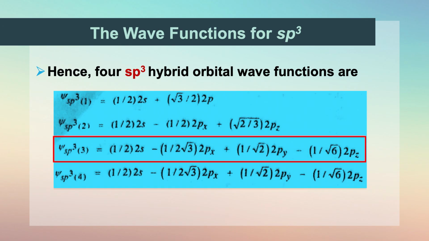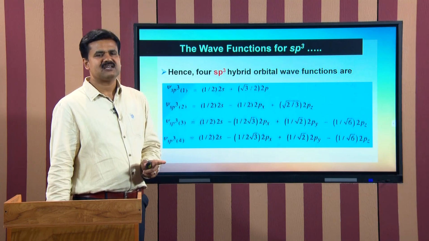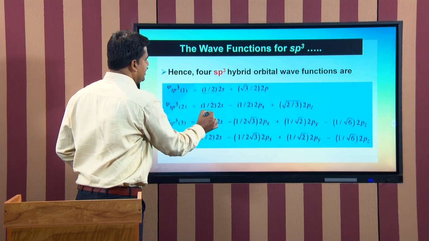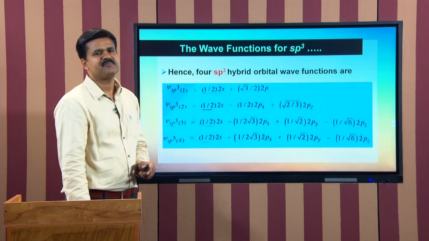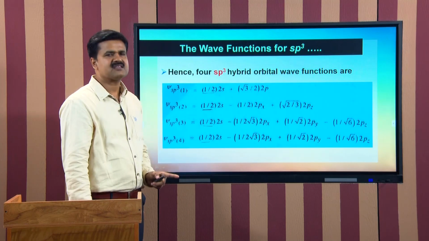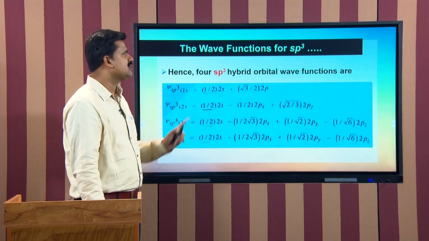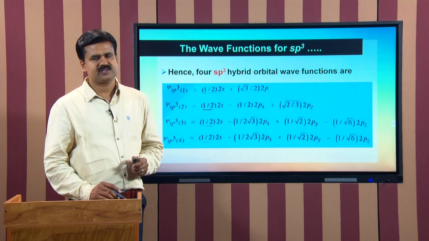And finally, psi sp3 4 is equal to half 2s minus 1 by 2 root 3 2px plus 1 by root 2 2py minus 1 by root 2 2pz. These are the four sp3 hybrid orbital wave functions. You can see that A1, A2, A3, A4 are the coefficients of the s orbitals. All are the same, that is 1 by root 4, equal to 1 by 2. This is about the hybrid orbital wave functions for sp3 hybridization.